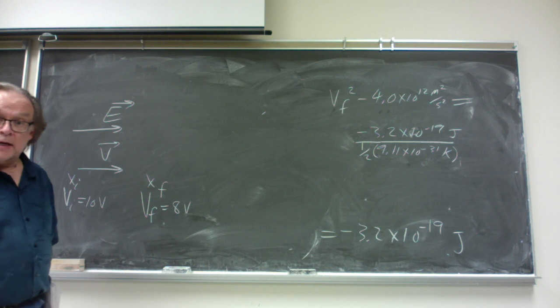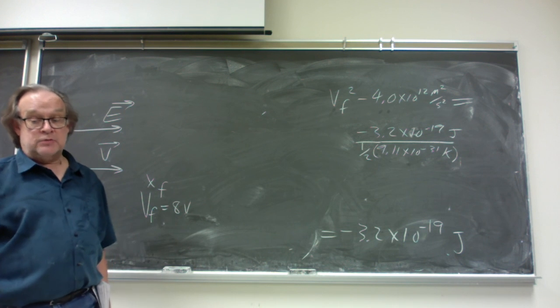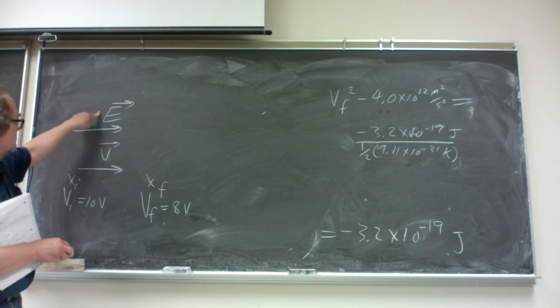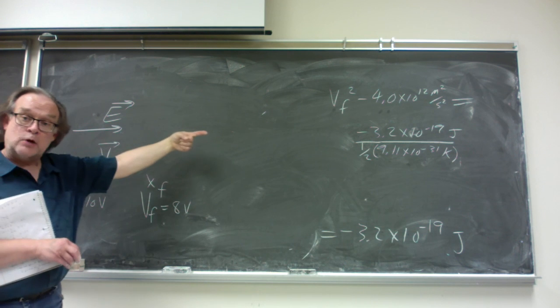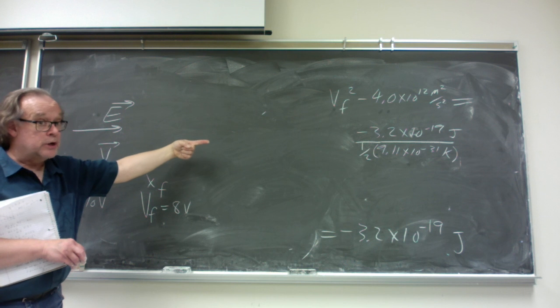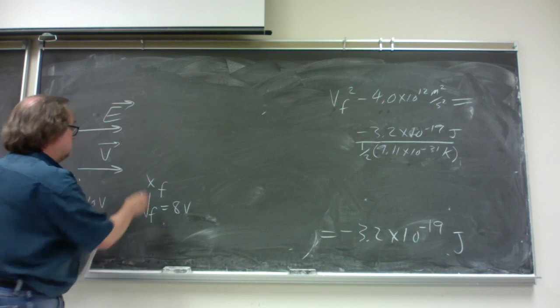The electron is a negatively charged particle, so it's going to feel a force in a direction opposite to the direction that a positive charge would feel. Well, the electric field points in the direction of the force on a positive charge. So if we were talking about a positive charge, it would feel a force that way. But we're talking about a negative charge, so it feels a force in the opposite direction.